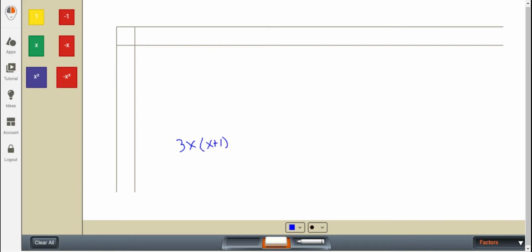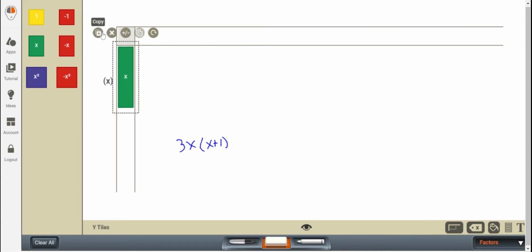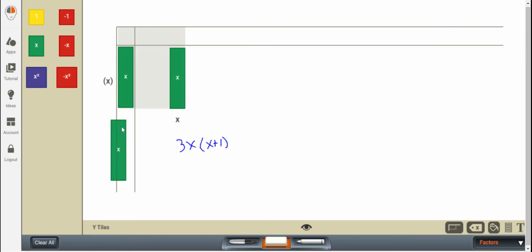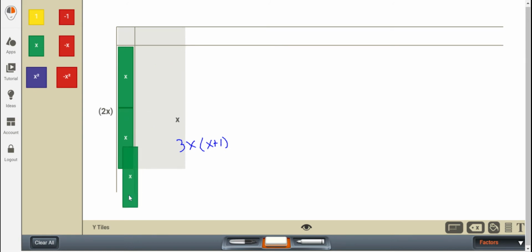Okay, so now I'm going to set up my frame. This would be my length. This would be my width. So let's start here. I need 3 of these. Let's see if I have room here. I have 1, 2, 3. And let me place them. Let's see if I have enough length here. I sort of do. Okay, so that is my 3x.